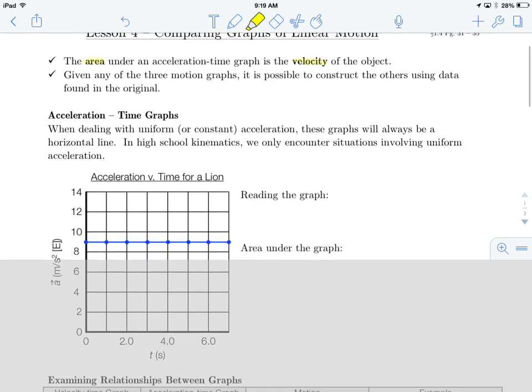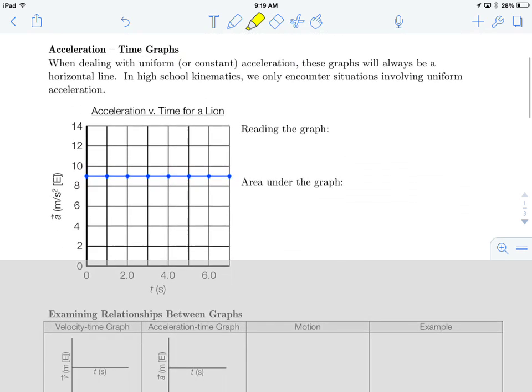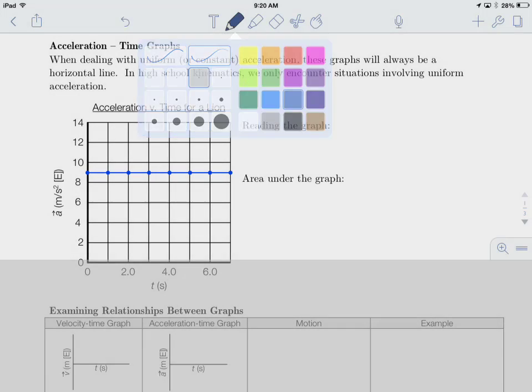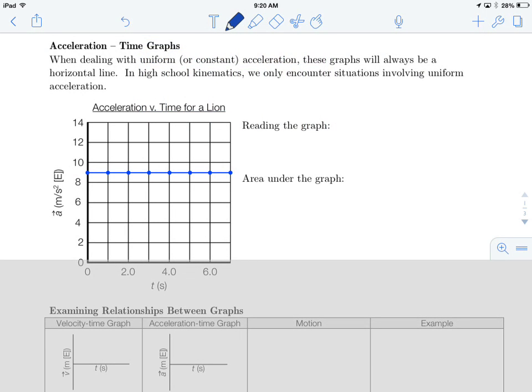When dealing with uniform or constant acceleration, these graphs will always be a horizontal line. Okay. And in fact, in high school kinematics, in grade 11 and 12, we're only going to encounter situations with uniform acceleration. So for the most part, these graphs will almost always be a horizontal line. Okay, so launching right in, here's an acceleration time graph for a lion. You'll notice axis is labeled and we have a direction because acceleration is a vector.